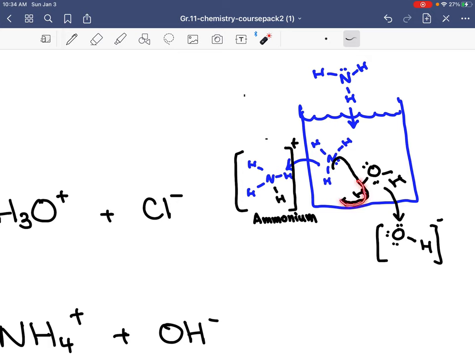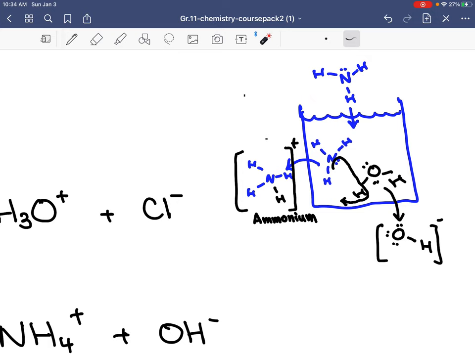is donating an H. Because NH3 is a base. A base is a proton acceptor. So NH3 is accepting a proton to become NH4. So yeah, he's a legit base because he's a proton acceptor. But if you look at water in this case, water is actually a proton donor. So, in B, water is actually acting like an acid.